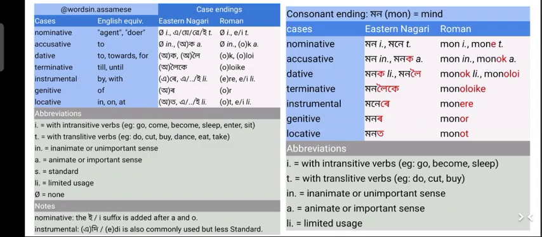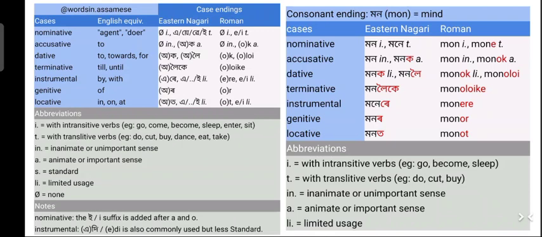In Assamese, grammatical cases are suffixes or endings that are added to nouns. For example, here I took the noun mon. Mon means mind. And the grammatical case suffixes, which are highlighted in red, are added to the noun mon.